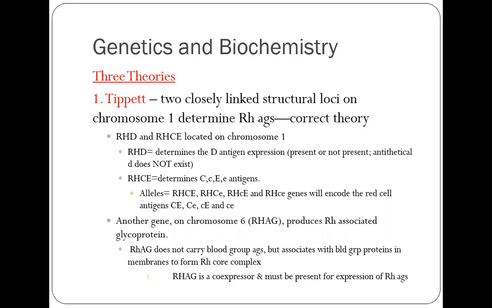RHAG is a co-expressor, so it must be present in order for you to have the expression of the Rh antigen. So not only do you need to inherit the RhD or the RHCE, big C, big E gene, you also need to have this inheritance of the RHAG, because if you do not, then you're not going to be able to produce any Rh antigens.